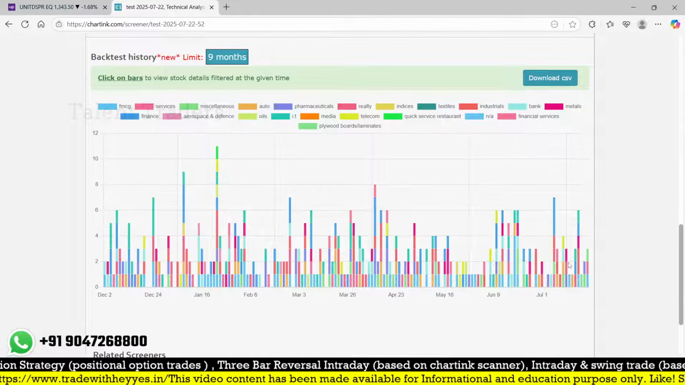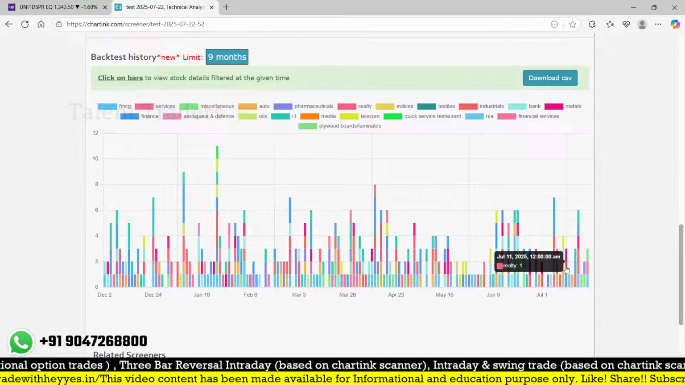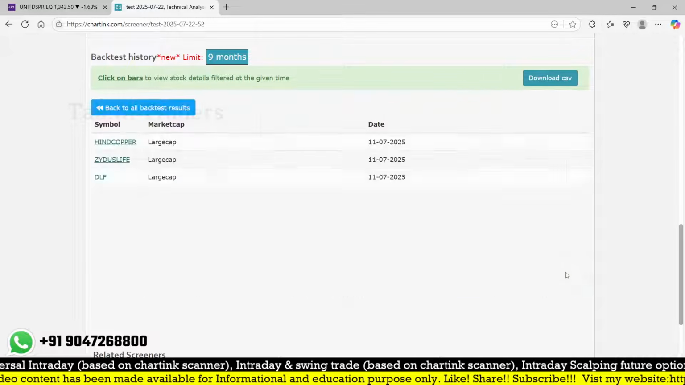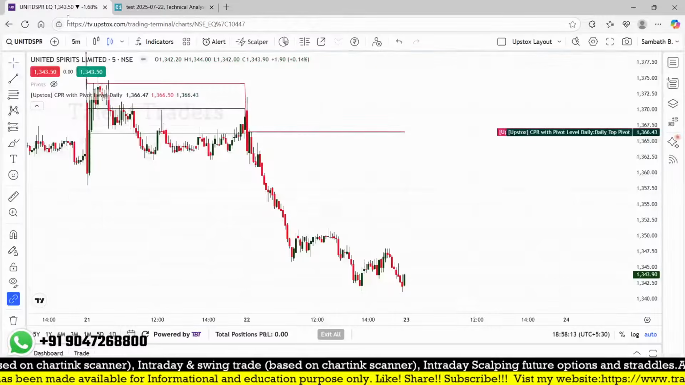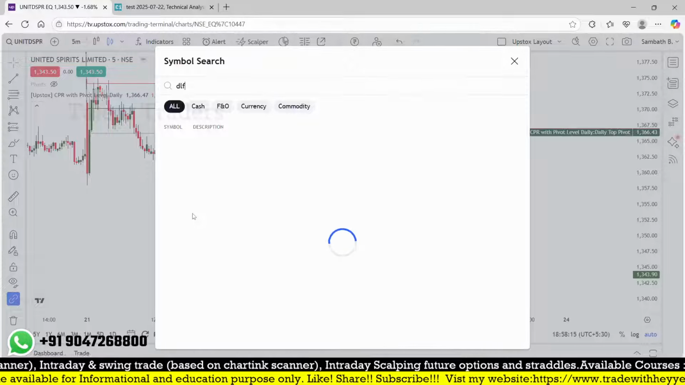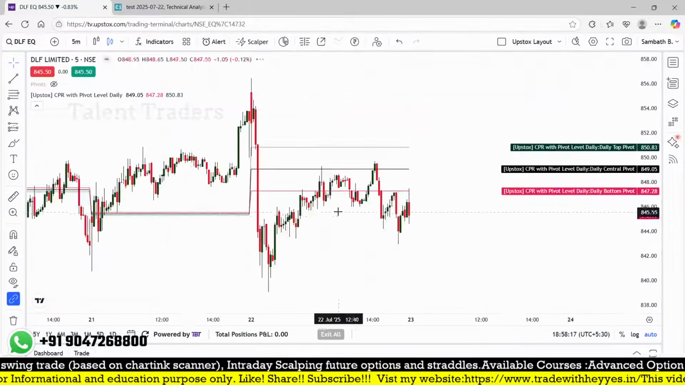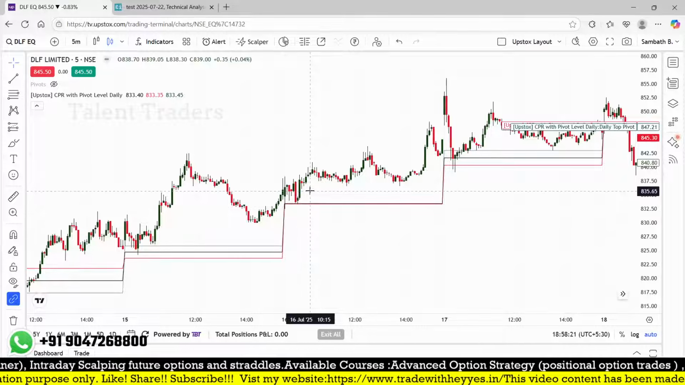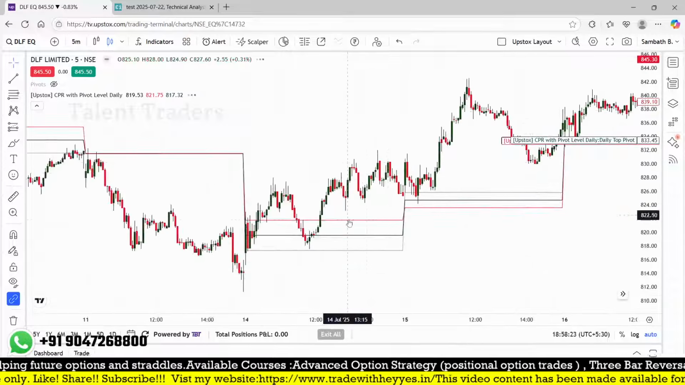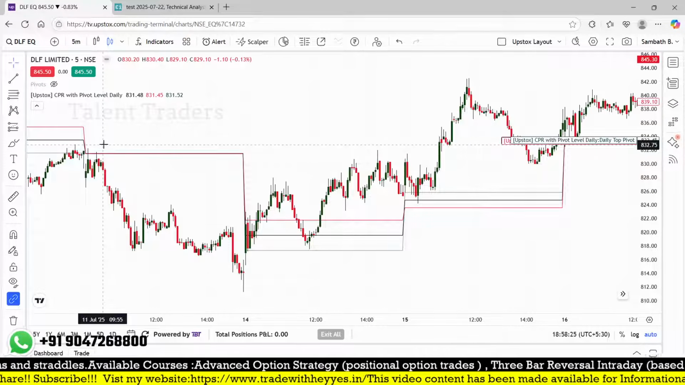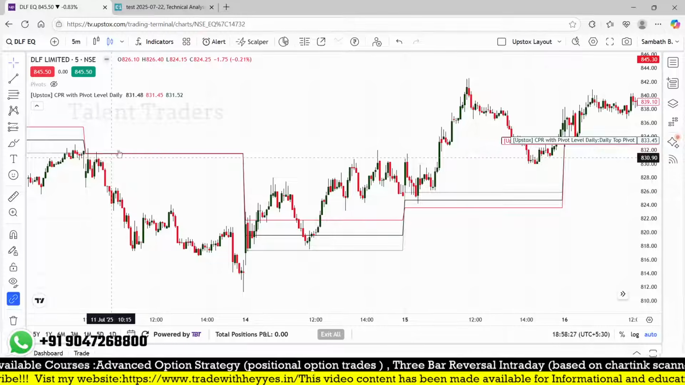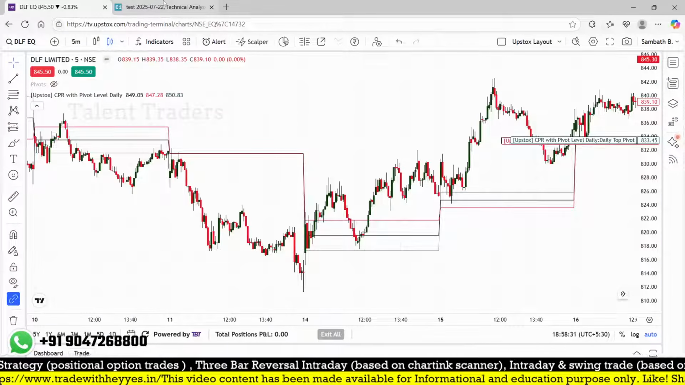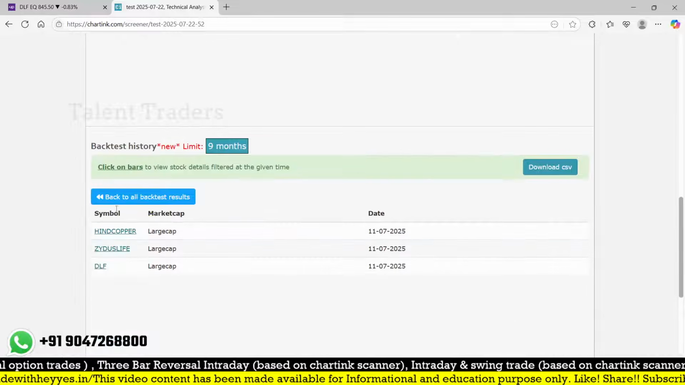And if I check here, whatever date came up, randomly we can check July 11: Copper, Zydus, DLF, and you can modify that level. 11 July is very tight compared to the last 10 days, maybe a trending day, that you can decide, and a lot of stocks.